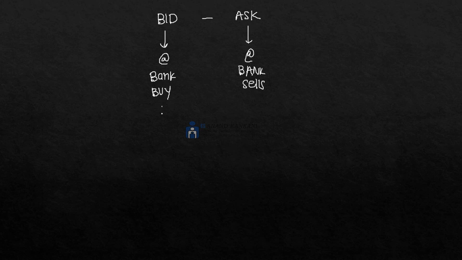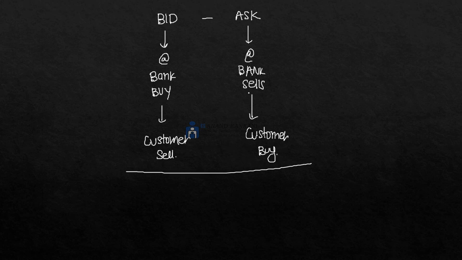So the concept that comes out is, bid is the price at which the bank buys and ask is the price at which the bank sells. If the bank buys at bid, this means the customer is going to sell the foreign exchange at the bid price, and if the bank sells at the ask price, this means the customer will buy the foreign currency at the ask price.